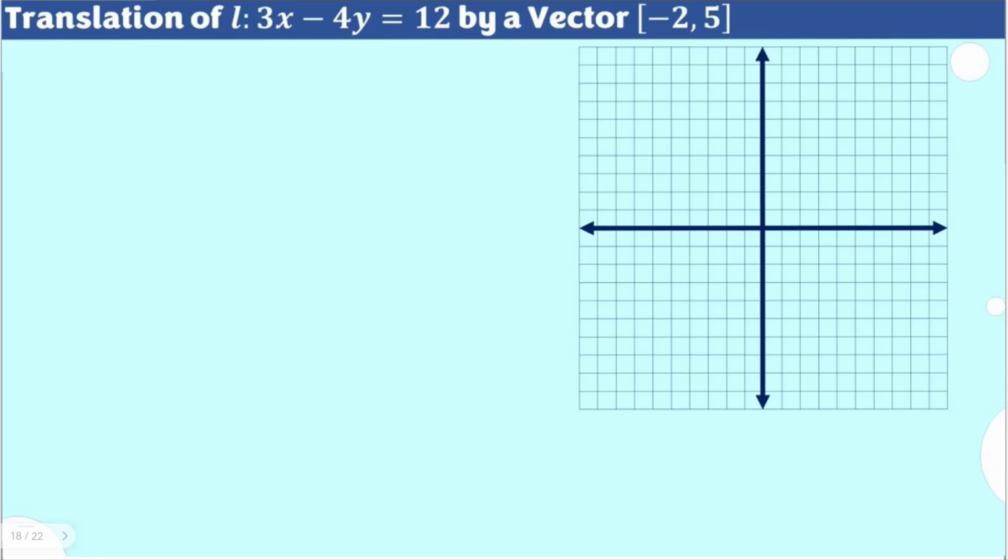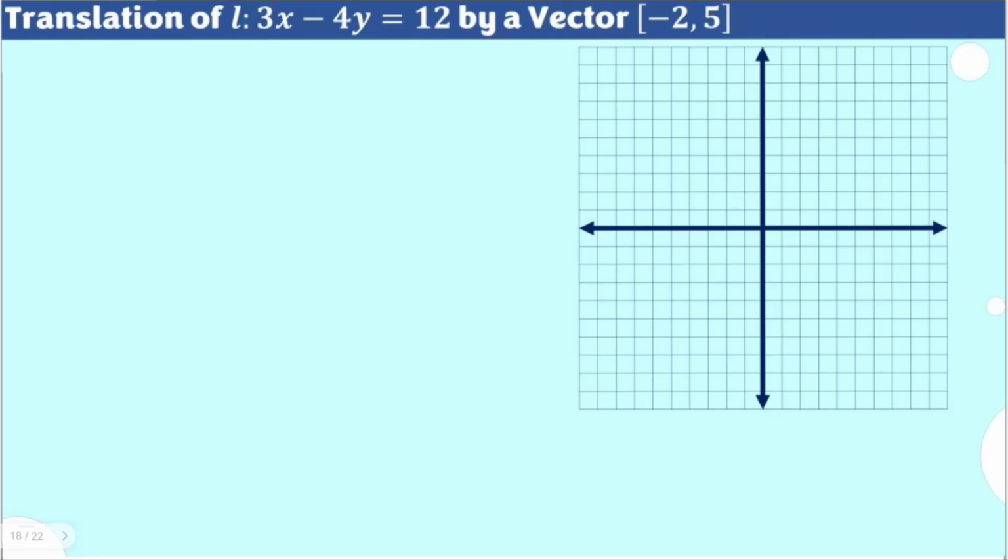So let's try to determine the translation of line L, 3x minus 4y equals 12, via a vector of negative 2 and 5. In the previous video, we were able to establish the process of translating a certain line to somewhere where it would be pushed using the vector negative 2 and then 5.